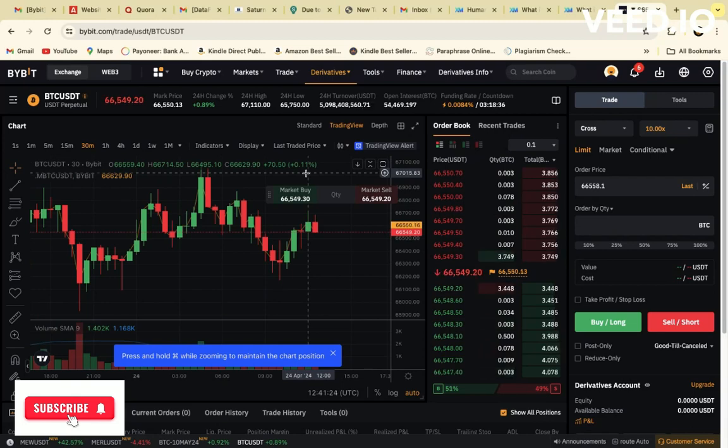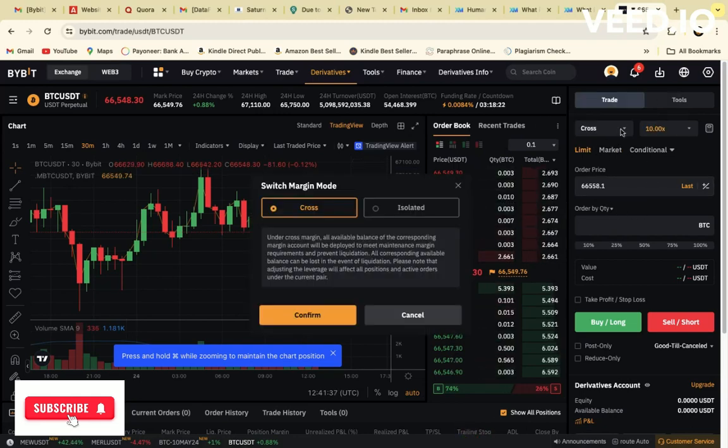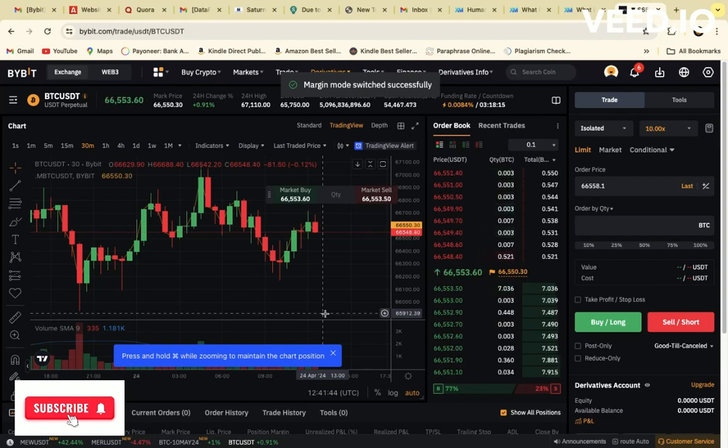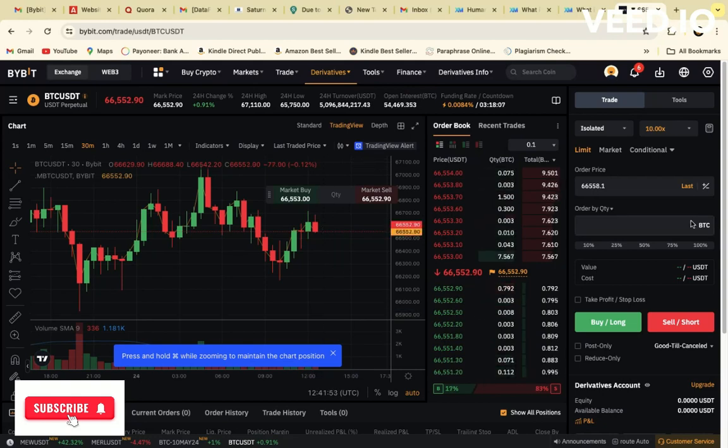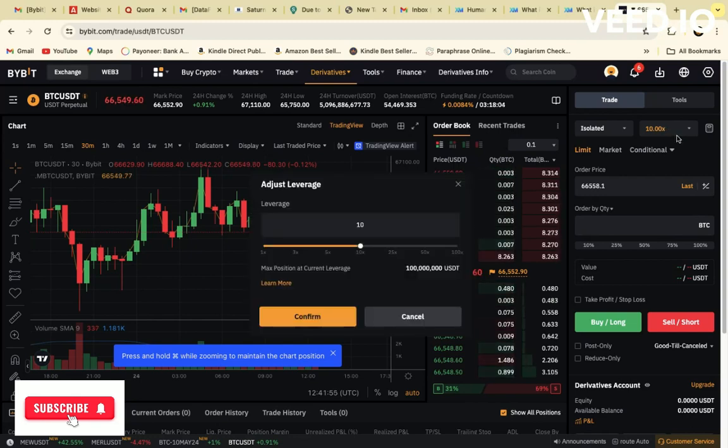So we have the last order here. Now we have the cross market, we have the isolated market. Always make sure it's isolated, so the money you have in your account, your trade will not cross over into your personal balance. Now this is how you leverage. If you are leveraging 10x, but I strongly advise you leverage 20x. 20x is going to work for you.